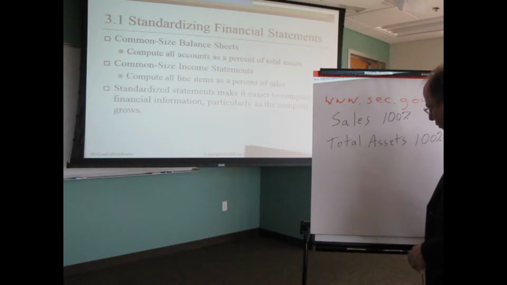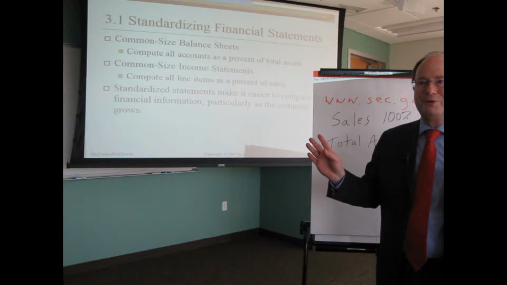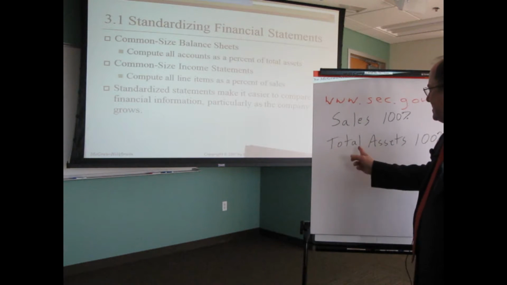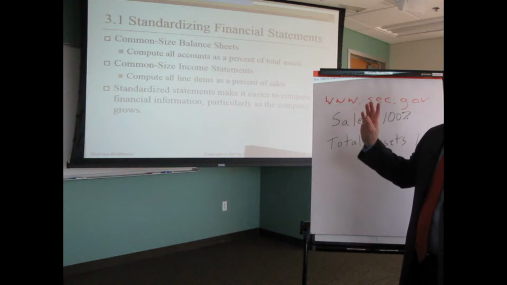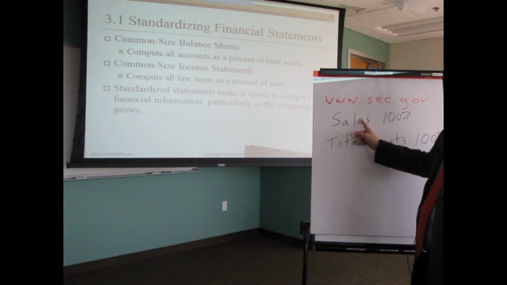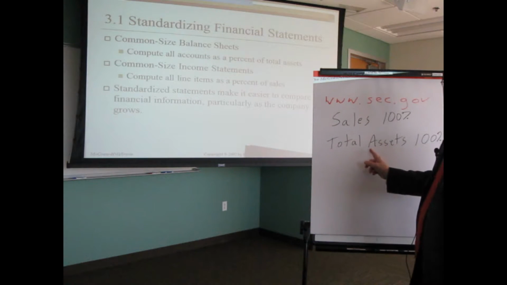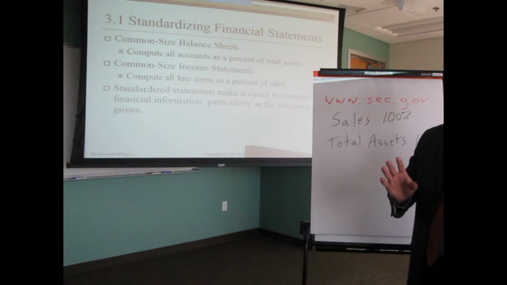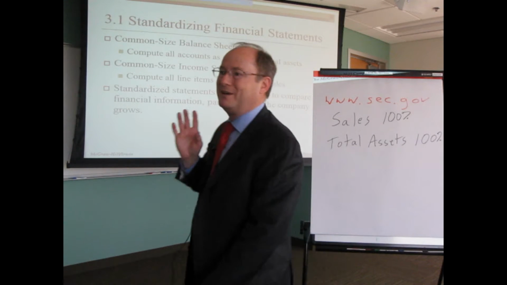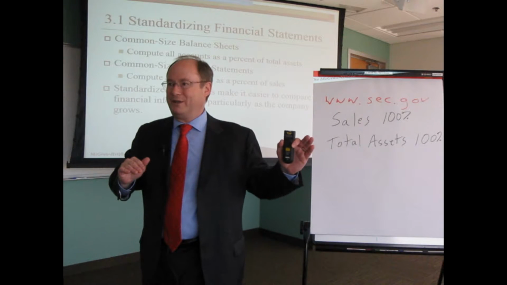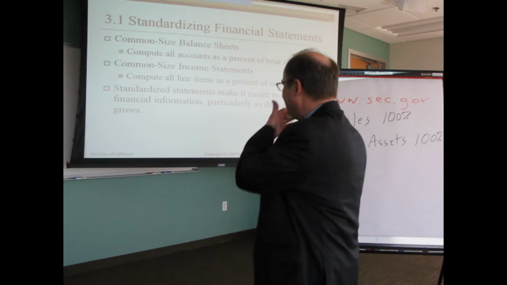And so cost of goods sold will be a fraction of total assets. Net income will be a fraction of total assets. Same thing with of sales. Sorry about that. Net income will be a fraction of sales. The cost of goods sold will be a fraction of sales. On the balance sheet, accounts receivable will be shown as a percentage of total assets. Inventory will be a percentage of total assets, etc., etc., etc. That's how you have a common size on the income statement or on the balance sheet.